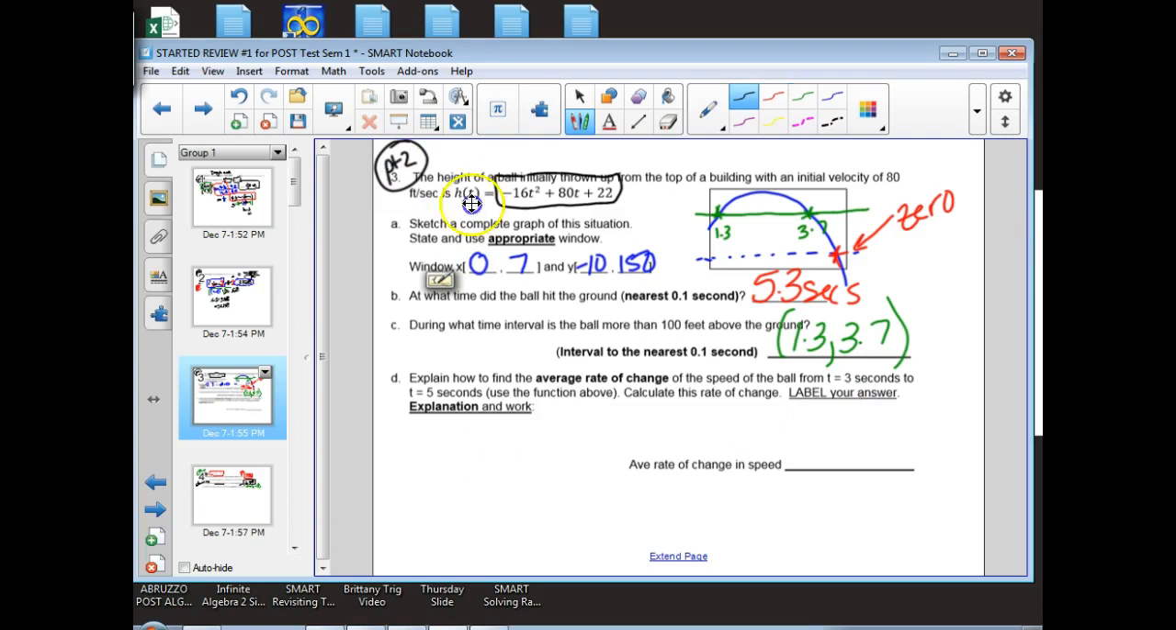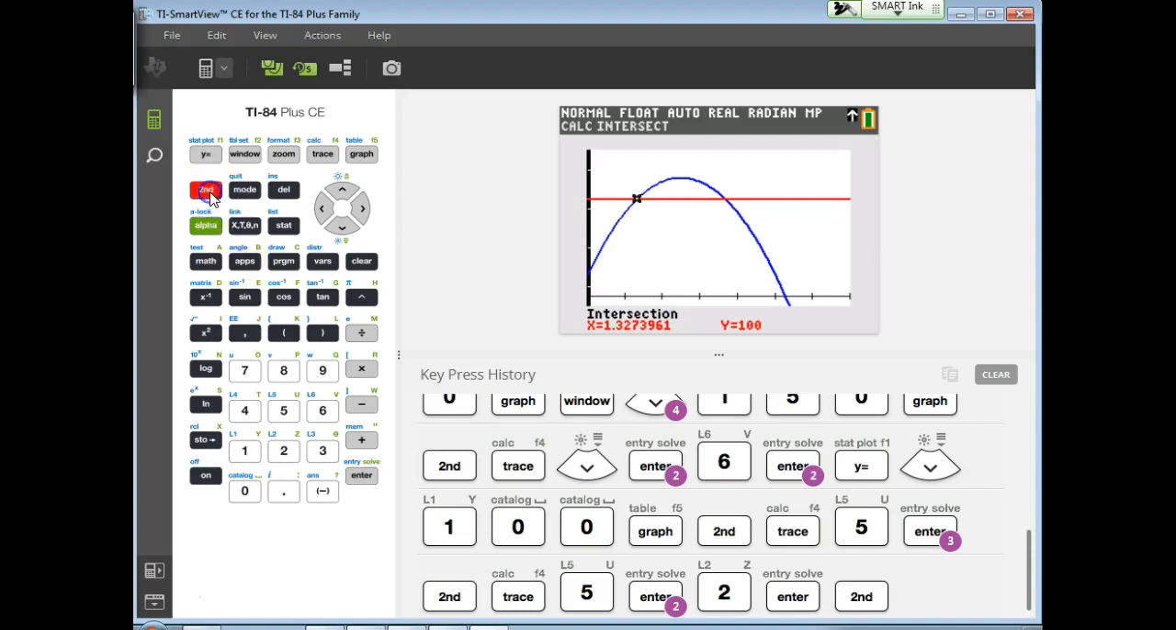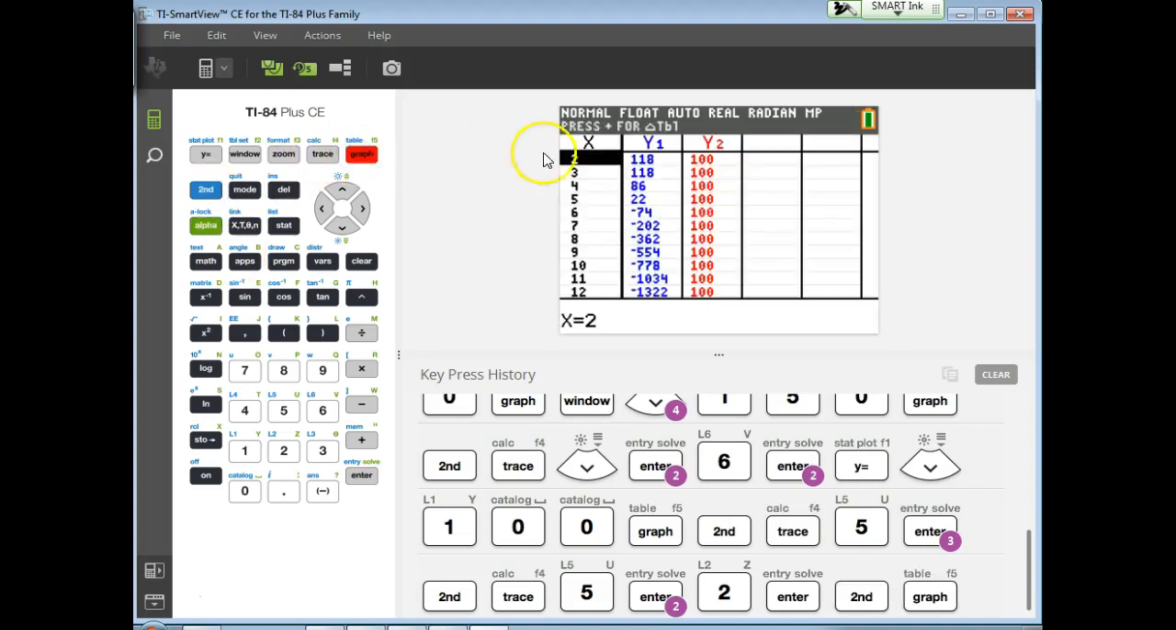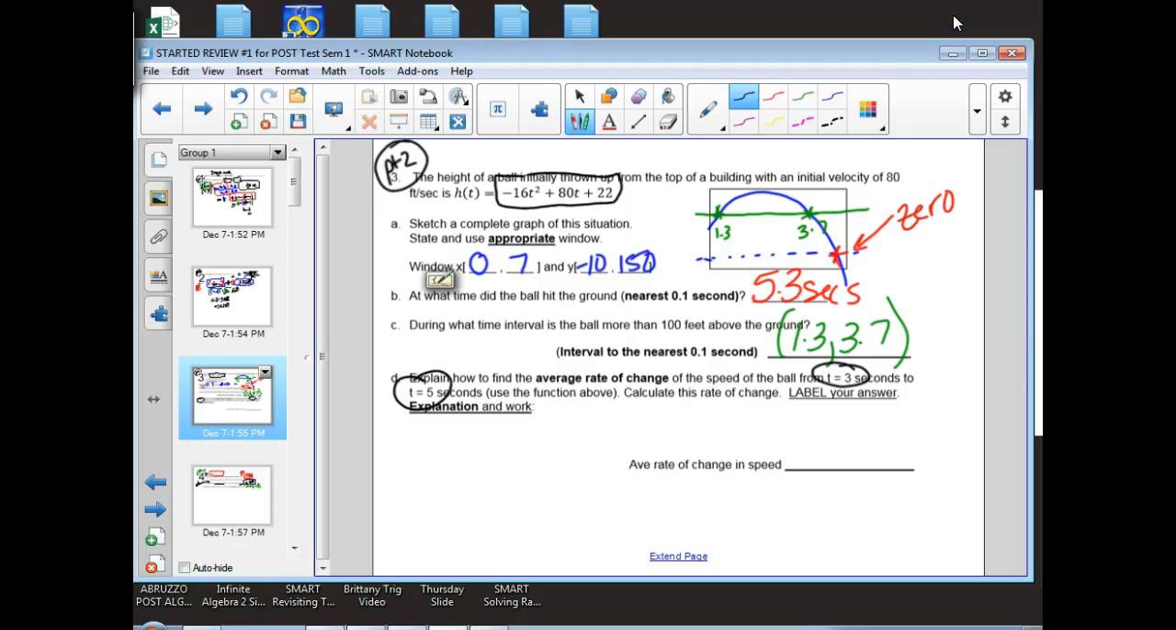All right, so I'm going to trust that you guys can write some words and sentences for me, but basically you need to go, I would just go to your table, and I'd figure out the height when it's 3 seconds and 5 seconds. So, ignoring the red function, just looking at the blue one. At 3 seconds it's 118, and at 5 seconds it's 22.